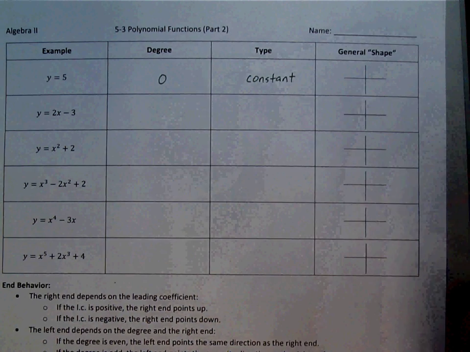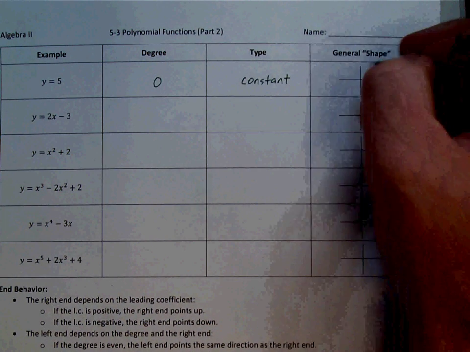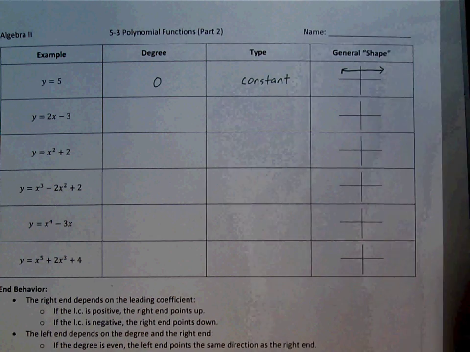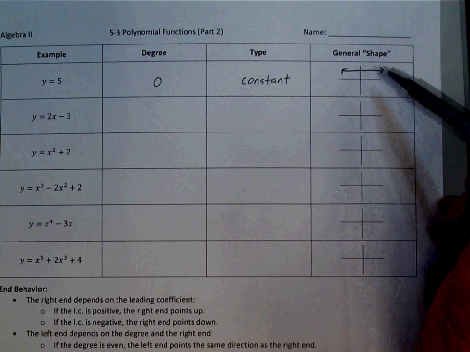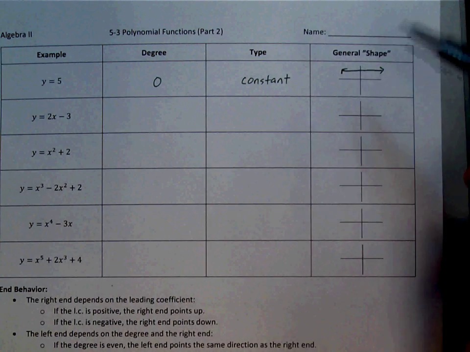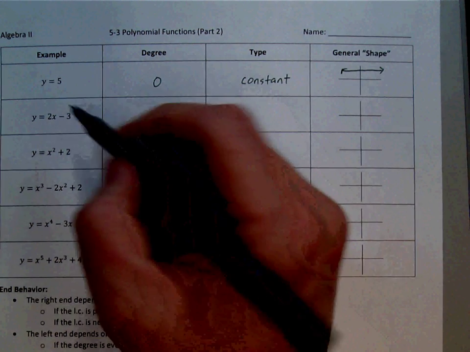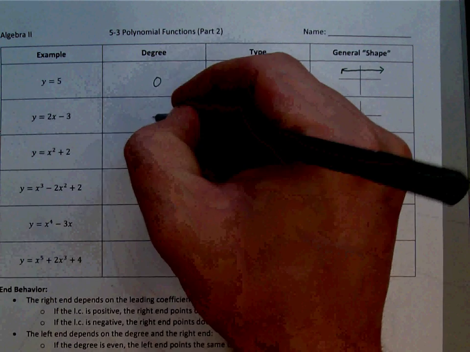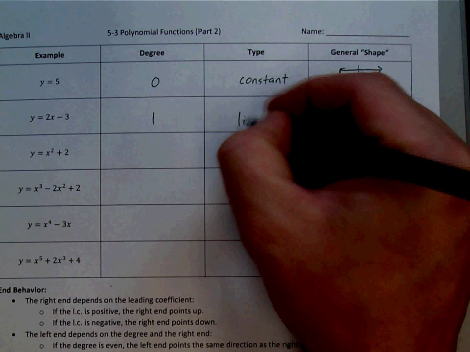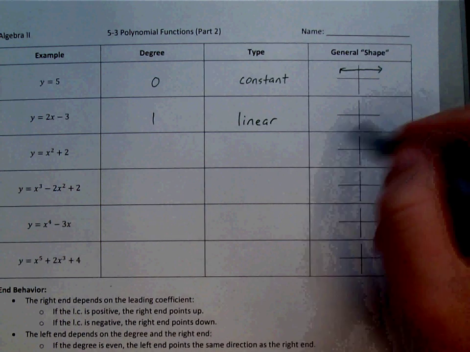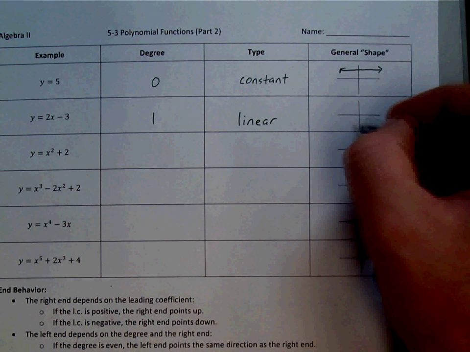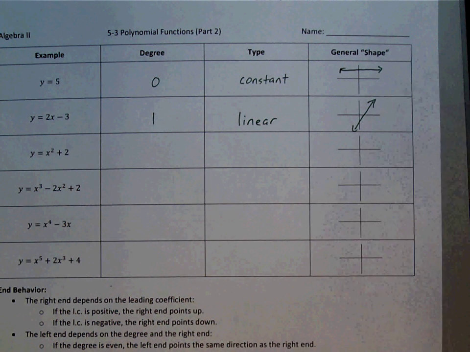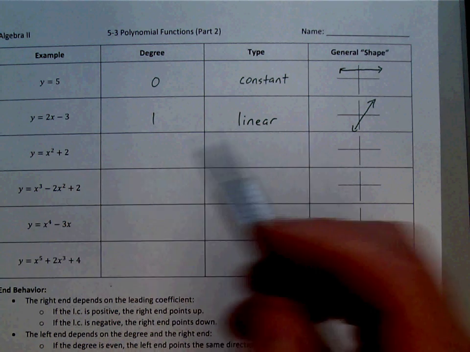When we graph y equals 5, we end up with a horizontal line. I'm not worried about the exact graph, just the general shape, but we are going to have a horizontal line. This next one has an x, that means it's a degree of 1. We say that its type is linear. And when we graph it, it is going to be a line. So the general shape will be a line, not a horizontal line, but a different line.